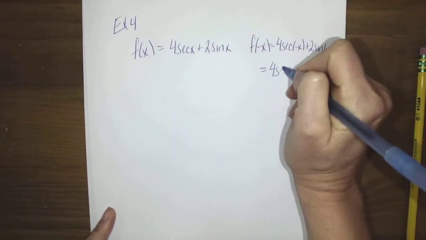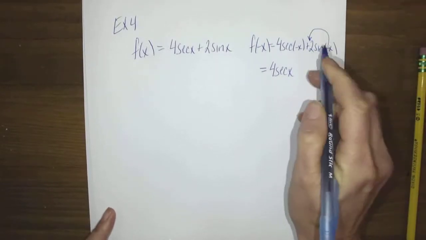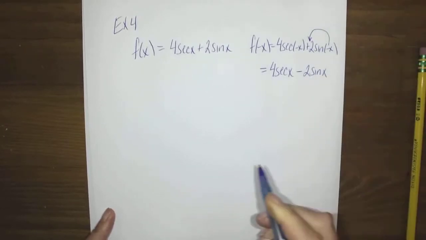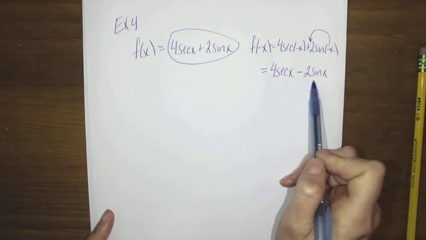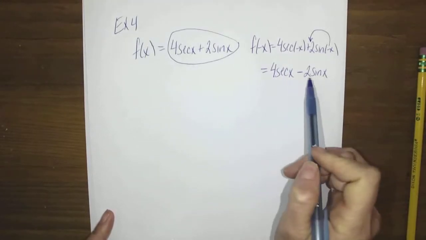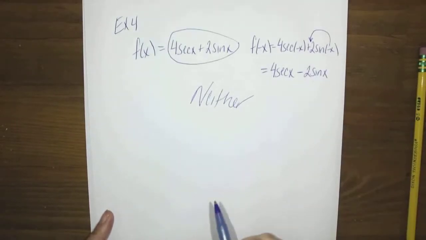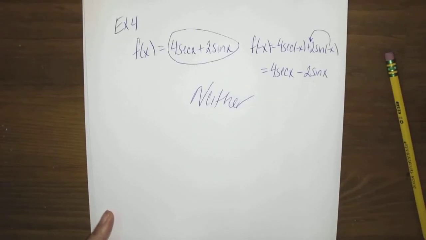So it's 4 secant x, and I pull the negative in front of the term, which means right in front of that 2. Minus 2 sine x. The original one was both positive. This one has a positive and a negative, so they're not both opposites. So for this one, knowing if it's even or odd, it's neither of them. This concludes the video on even and odd.